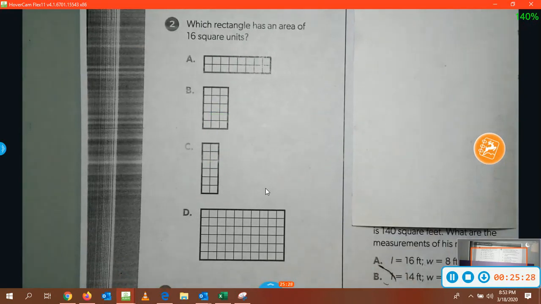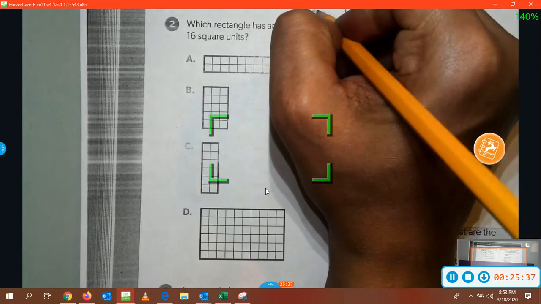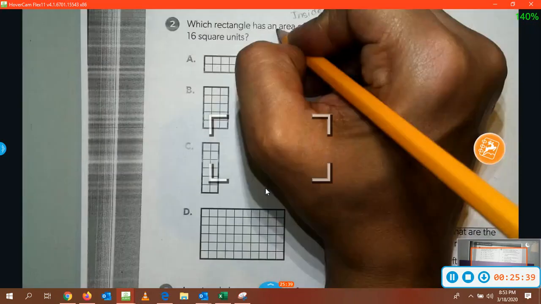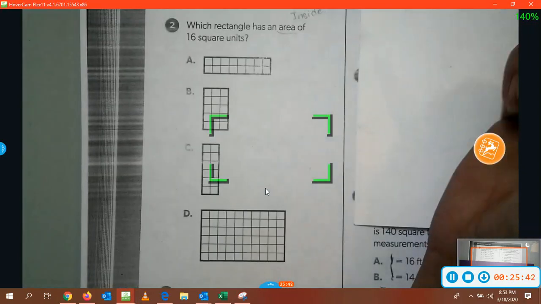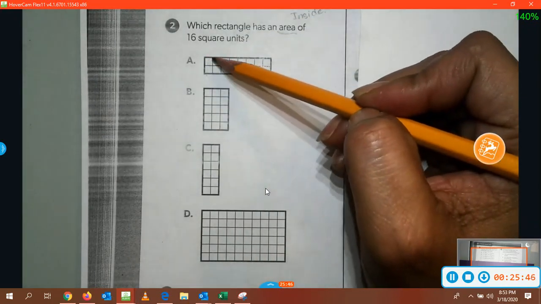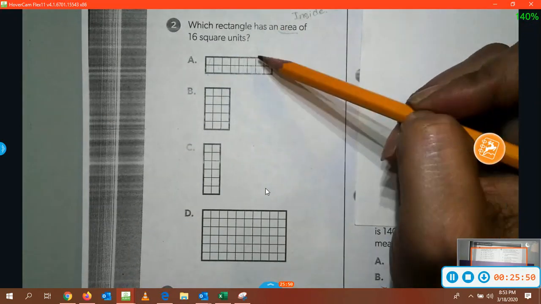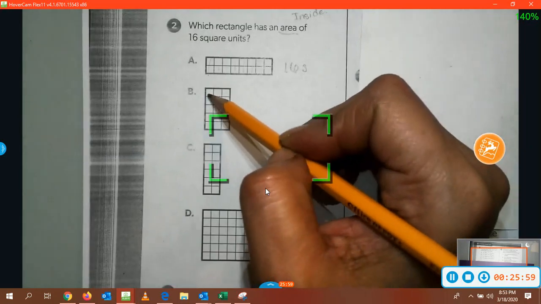Which rectangle has an area of 16 square units? We know the area is the what? The inside. So, let's go ahead and count these. On this one, we're going to count by 2. 2, 4, 6, 8, 10, 12, 14, 16. Oh, looks like I got 16. So let's count this one. They have to be tricking us. So let's check it out.